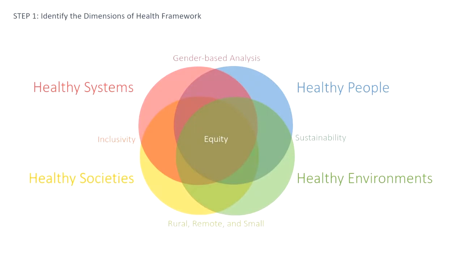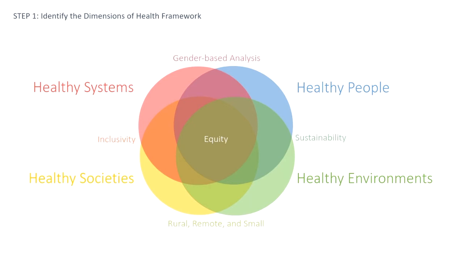As I began to research resources, I realized that there are really two types of Health in All Policies toolkits out there. The first type are toolkits which are meant to incorporate a specific health lens into any policy, not one specific area. For example, gender-based analysis, sustainability, rural, remote, and small, inclusivity, and equity. The second type of toolkits are ones which are supposed to inject a health lens into a specific area of planning, such as neighborhood design or transportation.